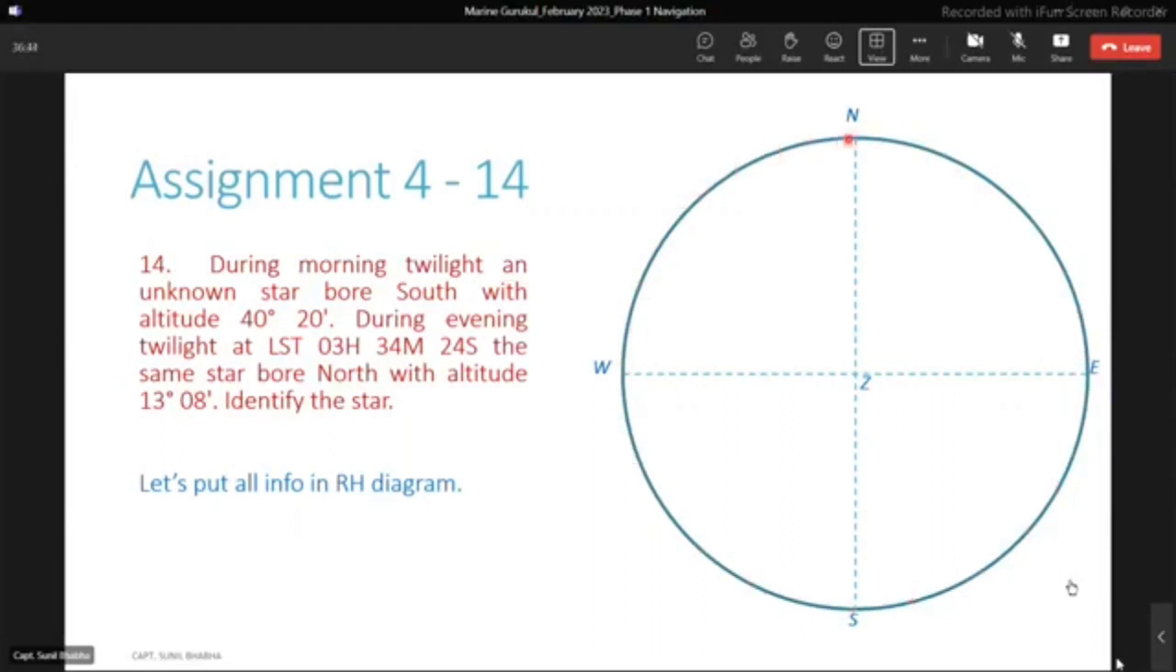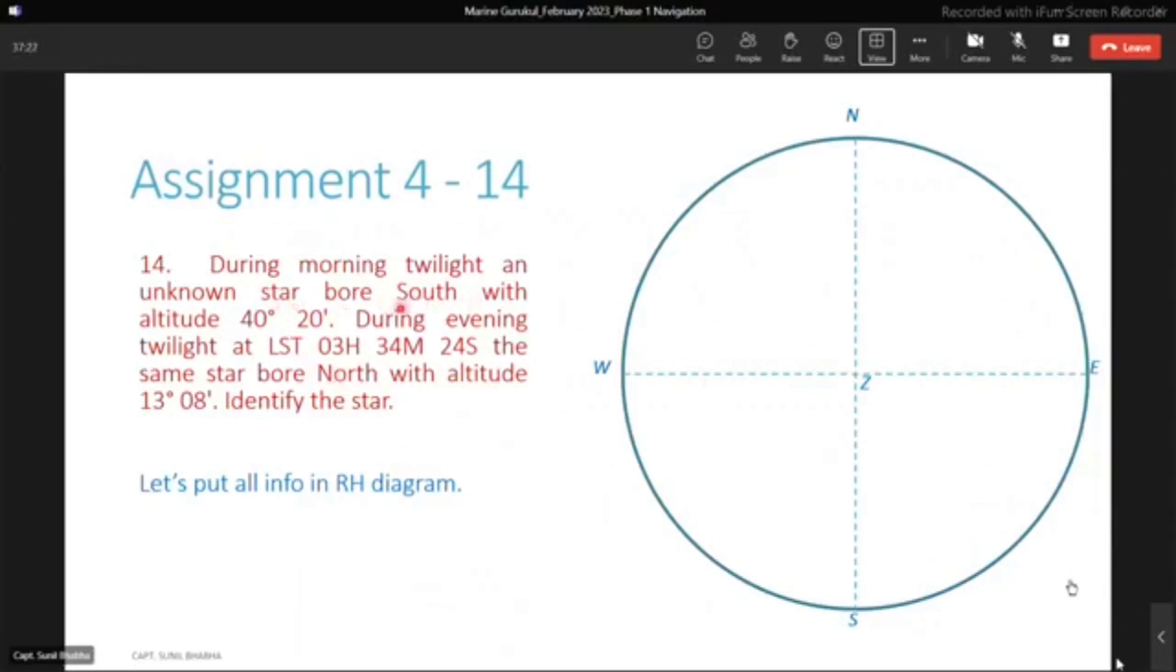Now let's try to put all the given information in this diagram. They have told us that during morning twilight the star was bearing south. South bearing in this diagram is represented by this line ZS. ZS represents south bearing. The point S is on the rational horizon with altitude 0. The point Z is the zenith of the observer with altitude 90. So our star was bearing south, which means it has to be somewhere on this line ZS.